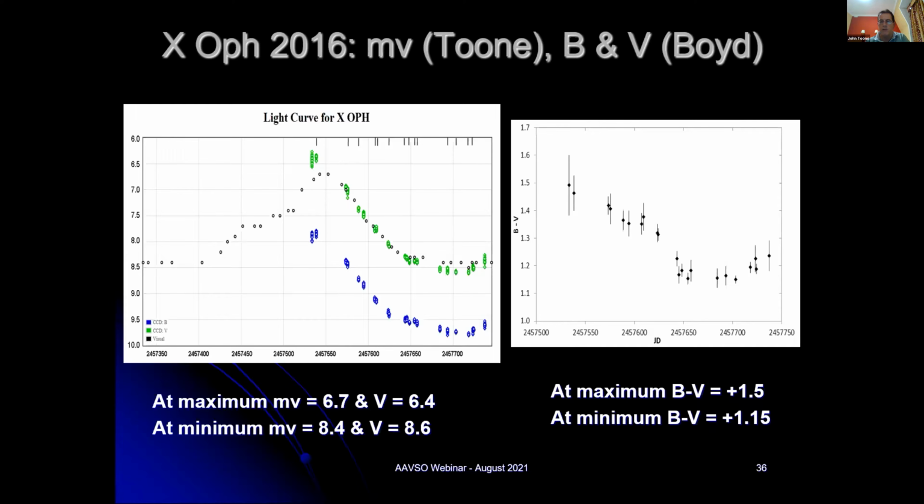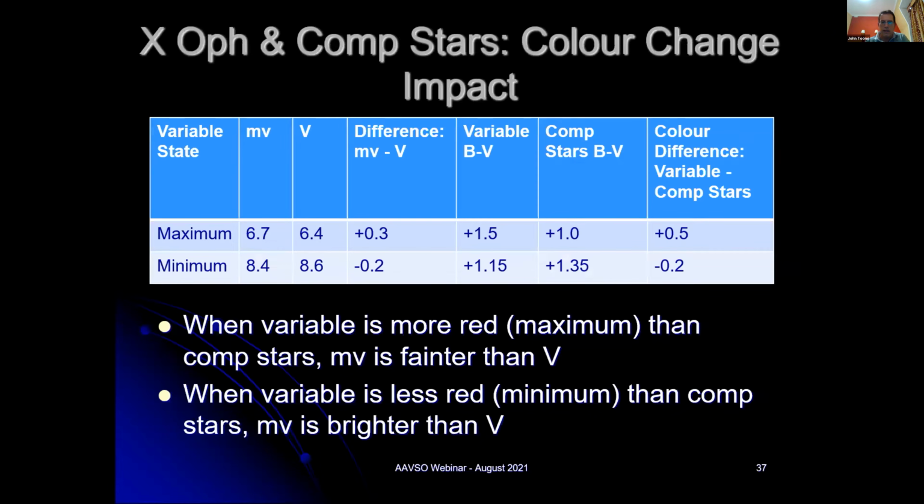And that's simply because it's a double star. And when at minimum, the companion star is the dominant star, and it's less red. So here's the calculation. It gives you the variable B minus V at maximum is redder than it is at minimum. The comparison stars being used at maximum are slightly less red, and so the color difference between the variable and the comparison star is half a magnitude plus at maximum, and 0.2 of a magnitude at minimum.